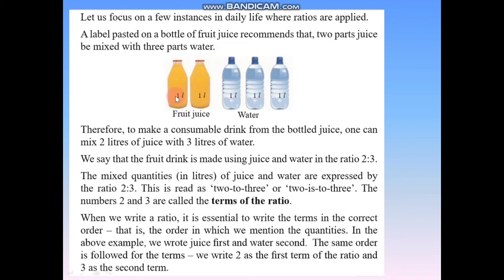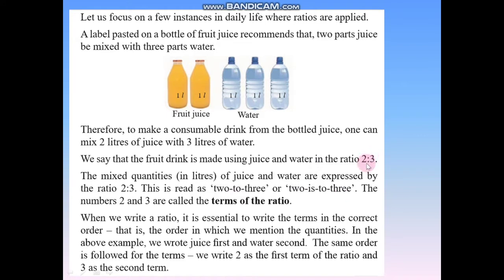This is the most common instance in which you use ratios in your day-to-day life. To make a fruit juice, you have to take 2 parts of juice and mix it with 3 parts of water. So here we can make a ratio. That means 2 parts of fruit juice is mixed with 3 parts of water, so the ratio comes as 2:3. Well, there are 2 ways of reading these ratios. We can either call them 2:3 or 2 to 3.